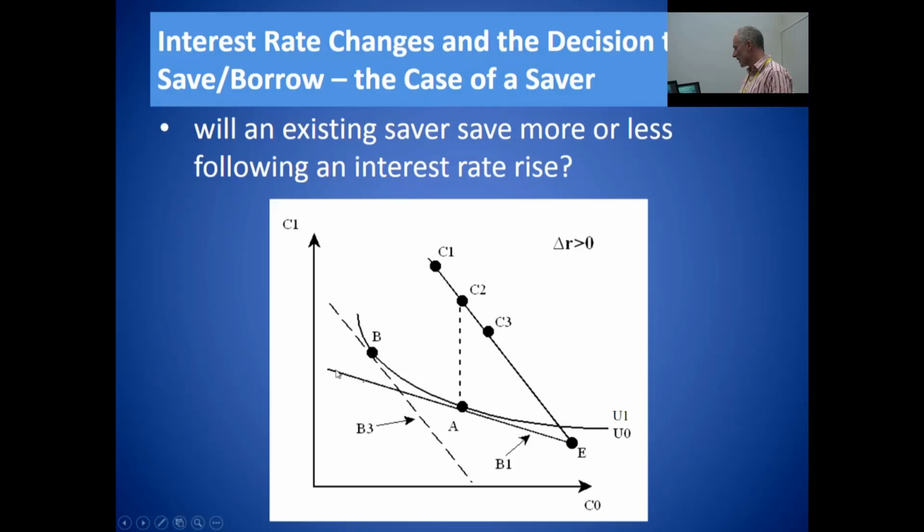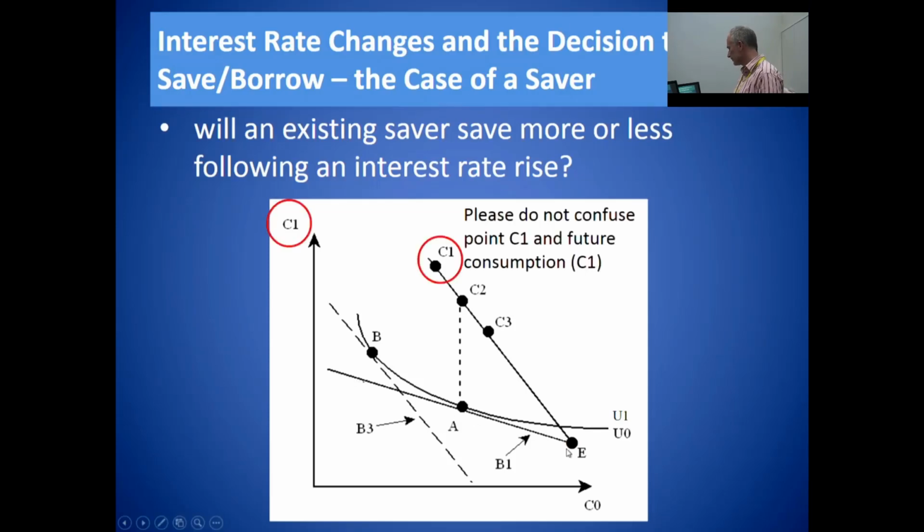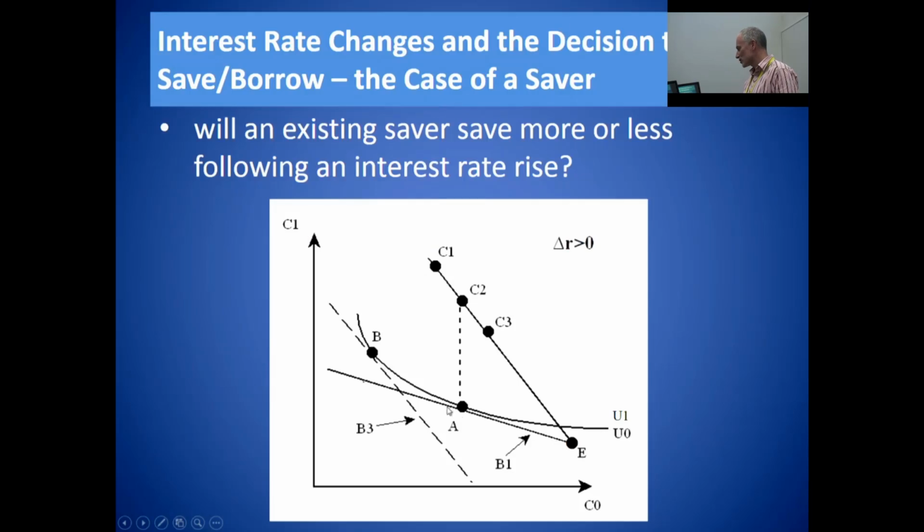This was our budget constraint B1. Then there was an increase in the rate of interest, and the budget constraint pivoted and became steeper.